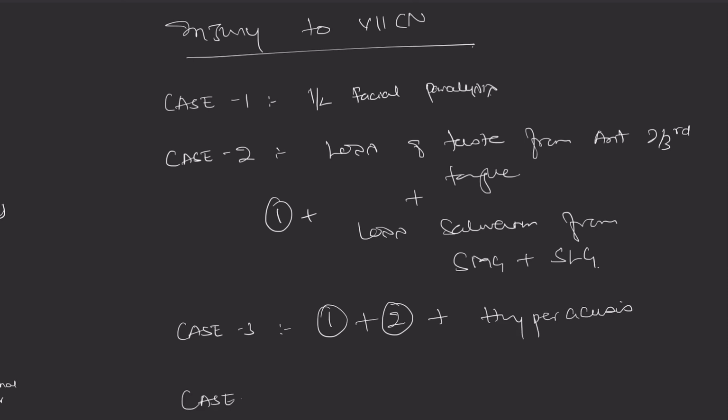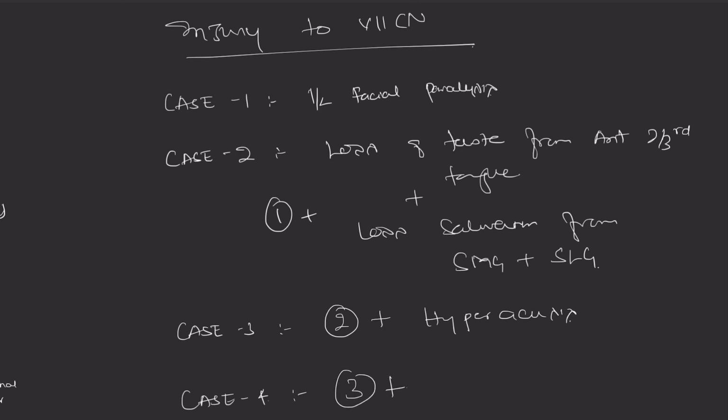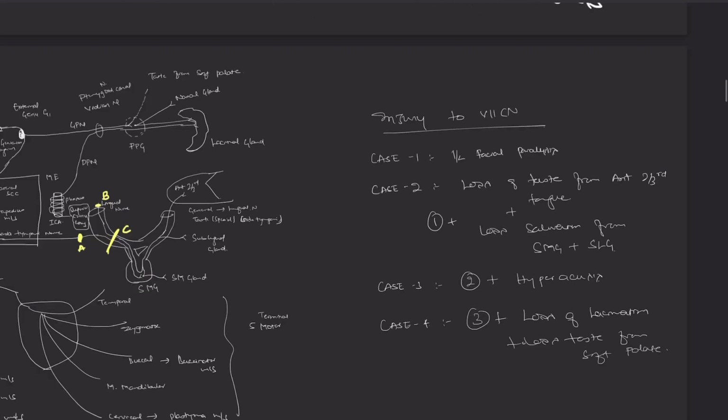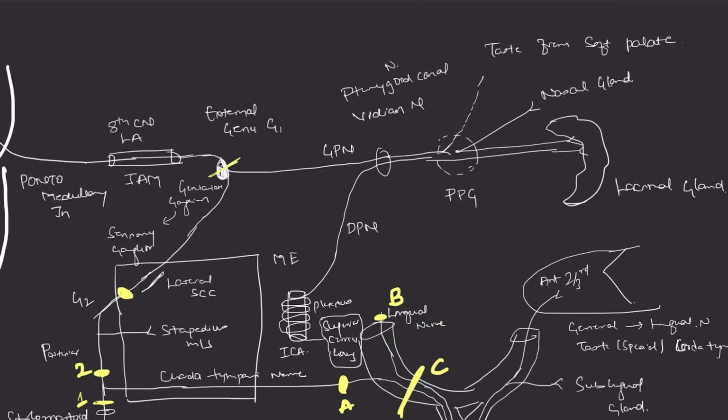Now coming to case 4. All the symptoms of case 1, case 2 and case 3 are present. Case 2 has the case 1 features, and case 3 has case 2 plus hyperacusis. So case 4 is case 3 plus loss of lacrimation and loss of taste from the soft palate. The lesion will be at this level, somewhere here. This is case 3, this is case 4.